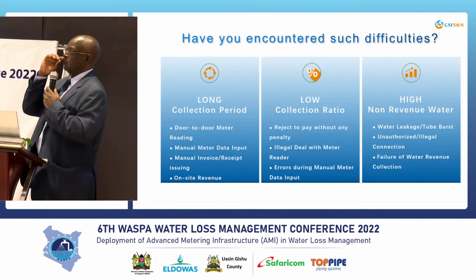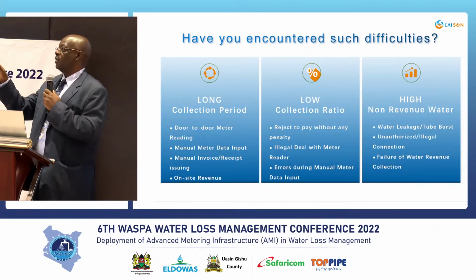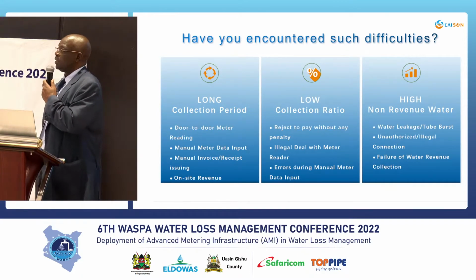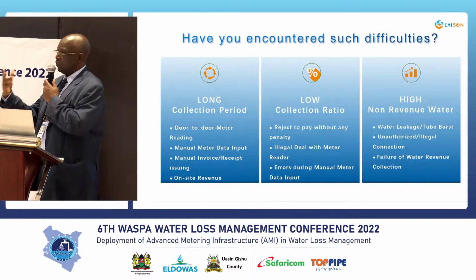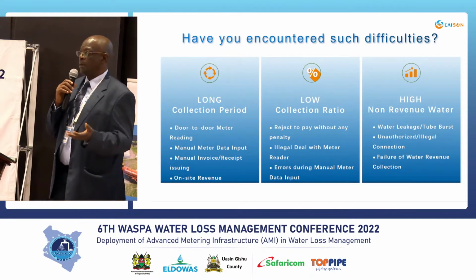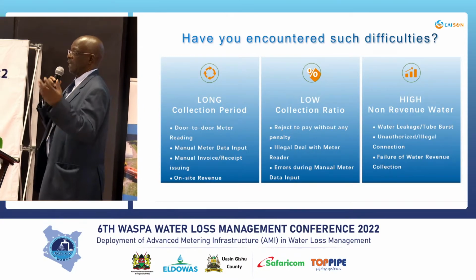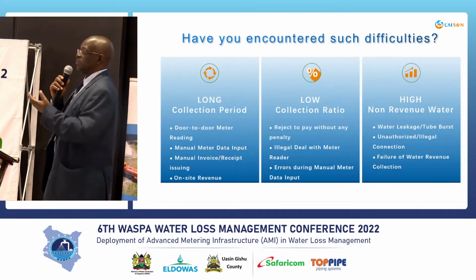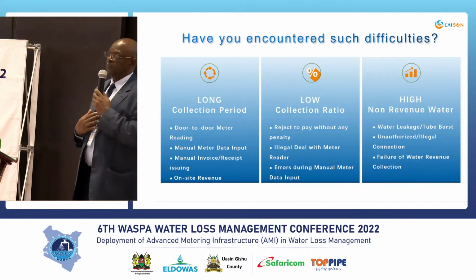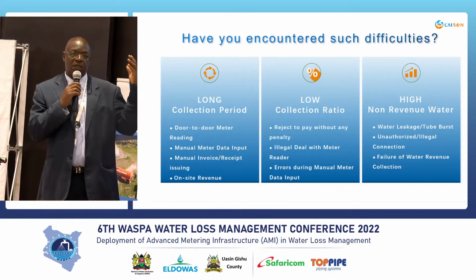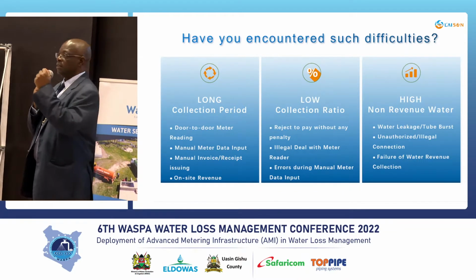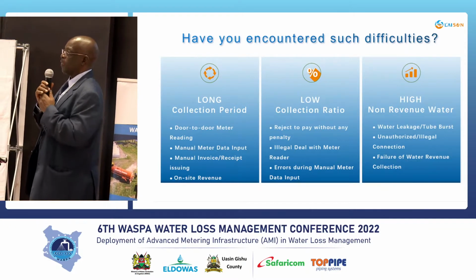If you look at those slides, we have long collection periods. Those are some of the problems being encountered in the WSPs. Having door-to-door meter reading is a major problem which is causing a lot of time wasting, manual reading, manual data input and invoice deliveries. Then we have a low collection ratio. Sometimes WSPs do disconnections, they penalize customers, then they refuse to pay.